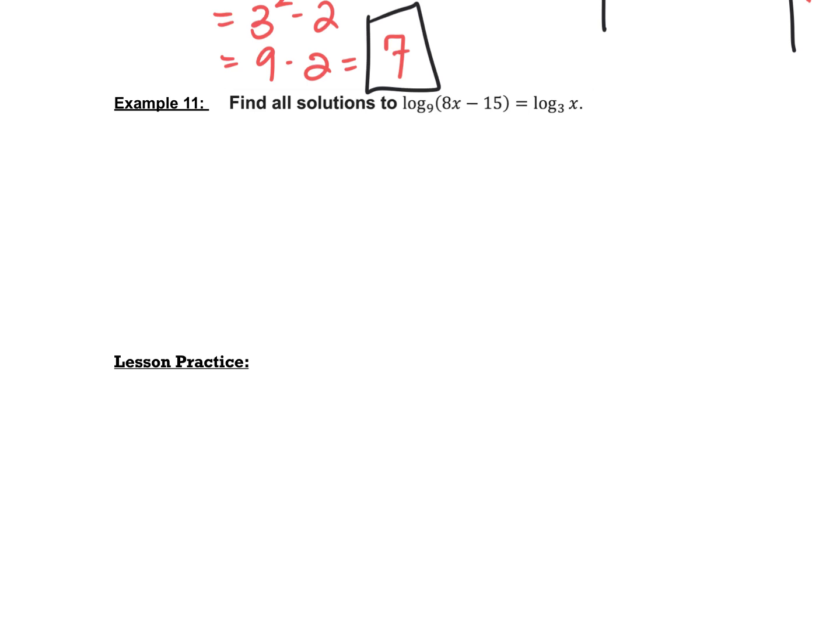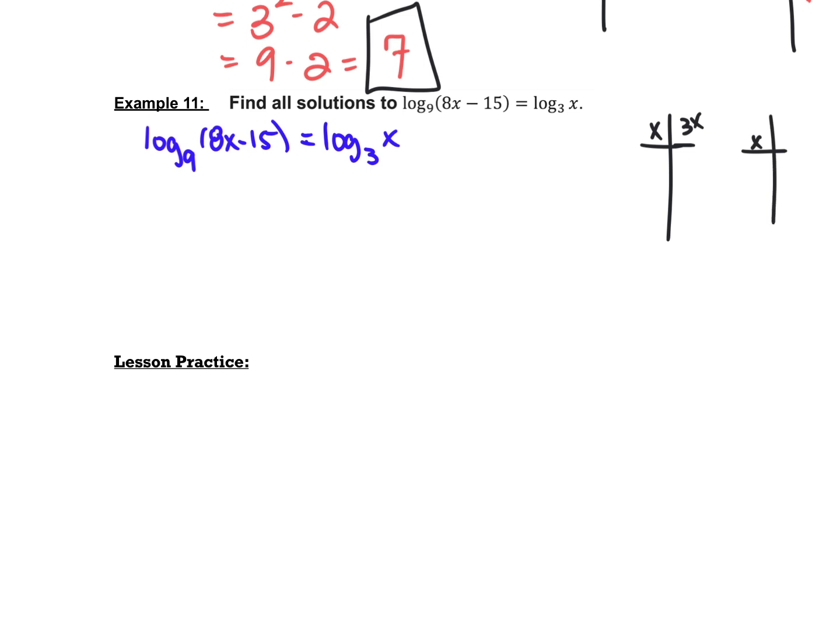All right, so let's look at this one. The crazy part about this is that we've got two different bases. Log base 9 of 8x minus 15, and log base 3. So I want to step away from the logarithms for just a second and think about their inverses, which were exponential functions. I want to think about 3 to the x and 9 to the x.